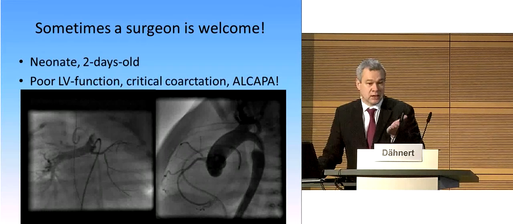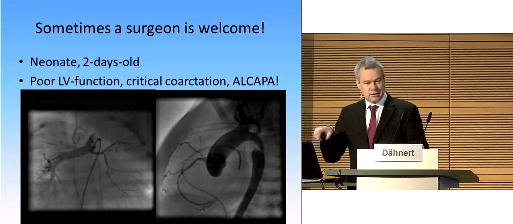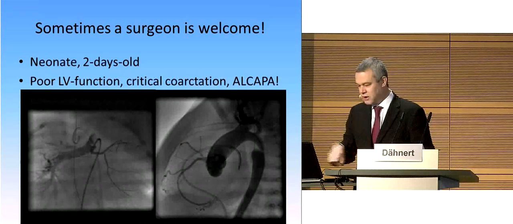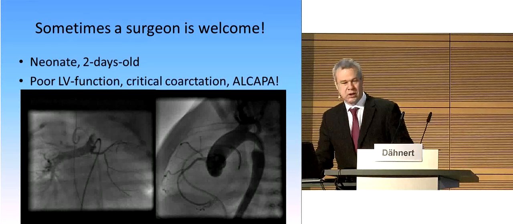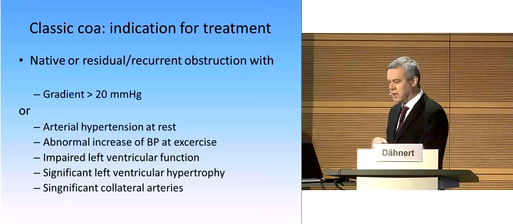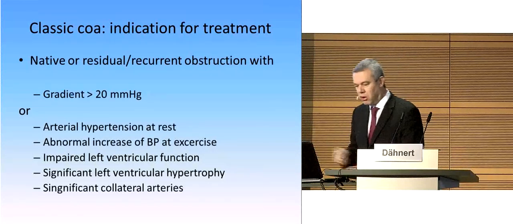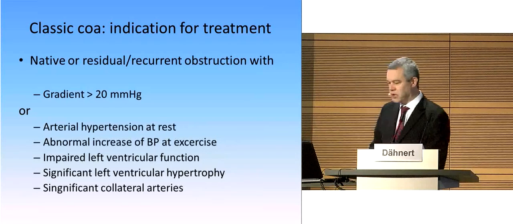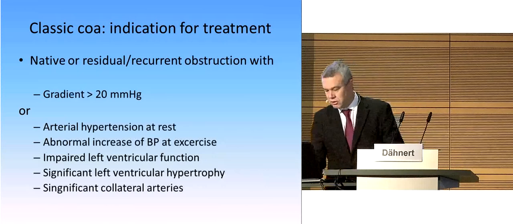So in these cases, I think we need a surgeon, but I think that's the type of lesion we are very happy to have the surgeons for, where we would invite them to do the repair of the coarctation and of the Alcapa, of course. So, indication for treatment is native or residual obstruction with a gradient of more than 20 millimeters mercury, or arterial hypertension, or abnormal increase of blood pressure at exercise, impaired left ventricular function, hypertrophy, or large collateral arteries.